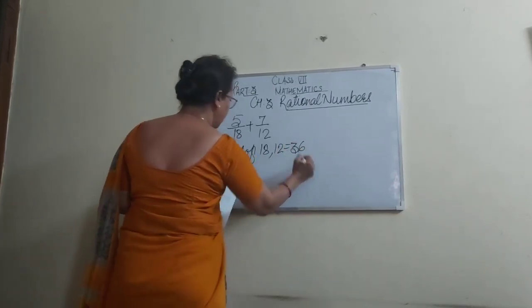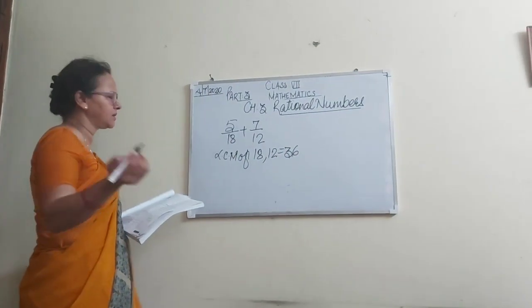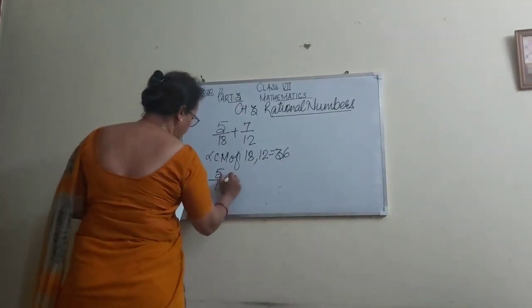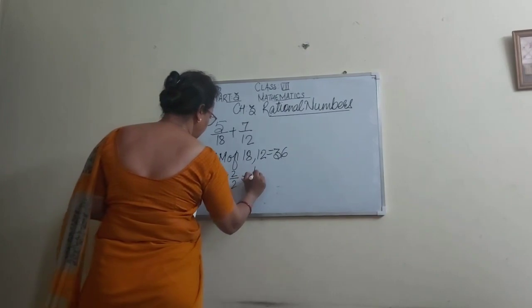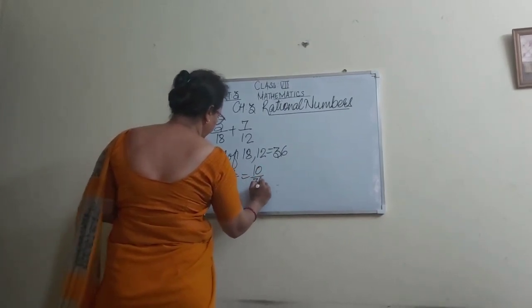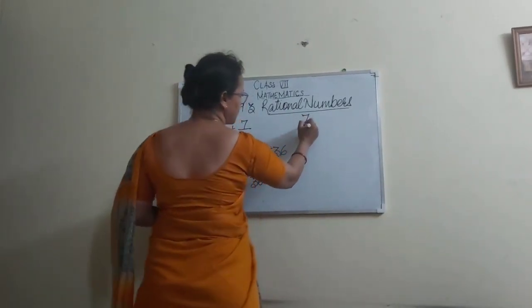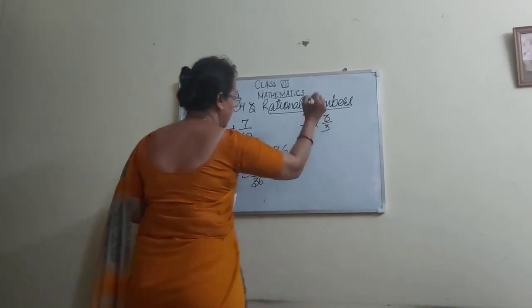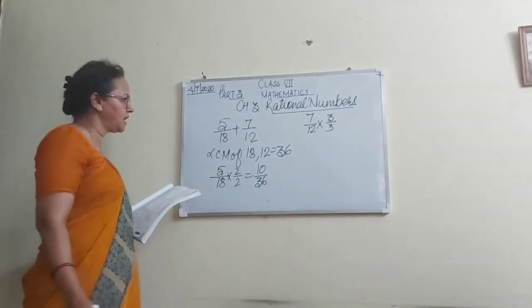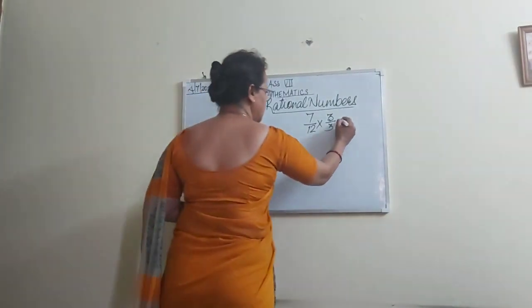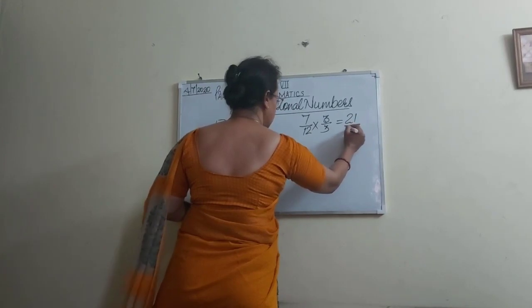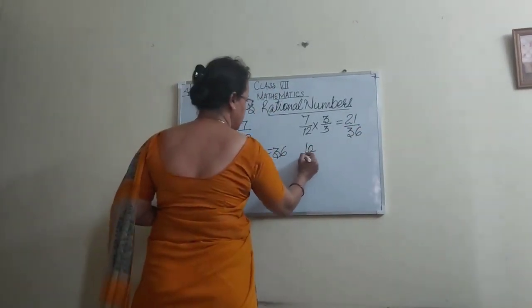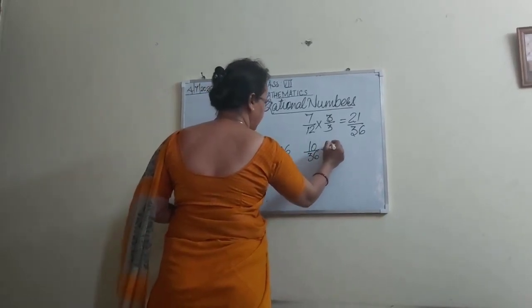So we can make the denominator 36, or we can do it directly. First I am making the denominator 36. Multiplying by 2 by 2, this is 10 by 36. Next is 7 by 12 into 3 by 3. It's visible to everyone? Yes. Okay, so this is 21 by 36. Now we add both the numbers: 10 by 36 plus 21 by 36.